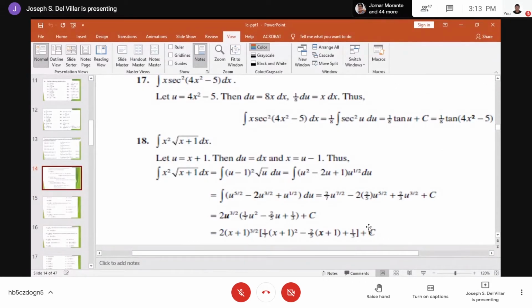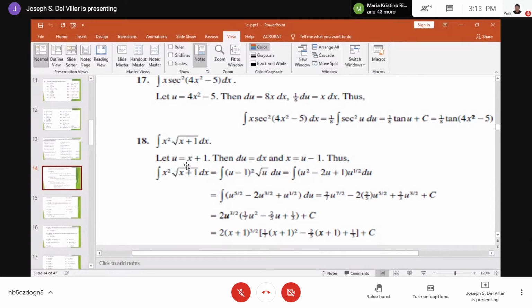Okay, number 18. So we represented the term inside the radical as u, no? So let u be equal to x plus 1, then take the differential of both sides. du is equal to dx. Okay? So meron tayong dx, but what about the x squared? How are we going to express the x in terms of u? So going back to the representation dito, balik tayo dito. Solve for x, di ba?